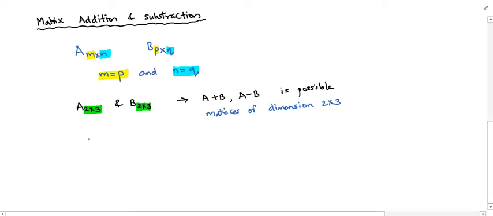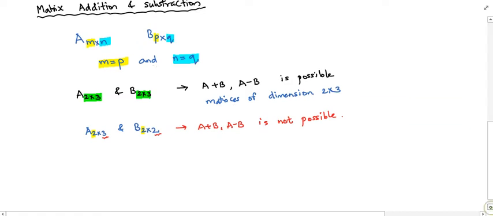On the other hand, if A is a matrix of order 2 by 3 and B is a matrix of order 2 by 2, here the number of rows is the same in both matrices, but the number of columns is not the same. So in this case, A plus B and A minus B is not possible, as their dimensions are different. The number of columns in one matrix is not the same as in the second matrix.